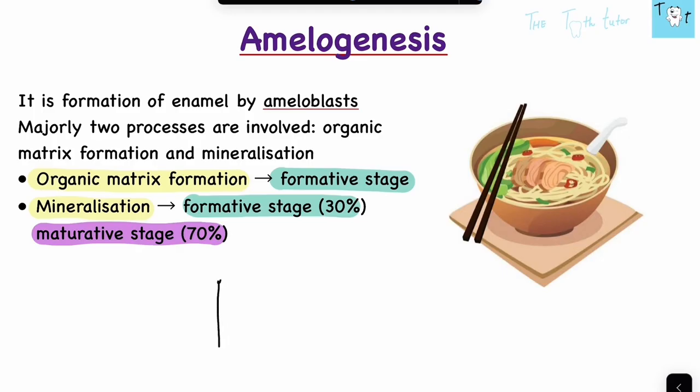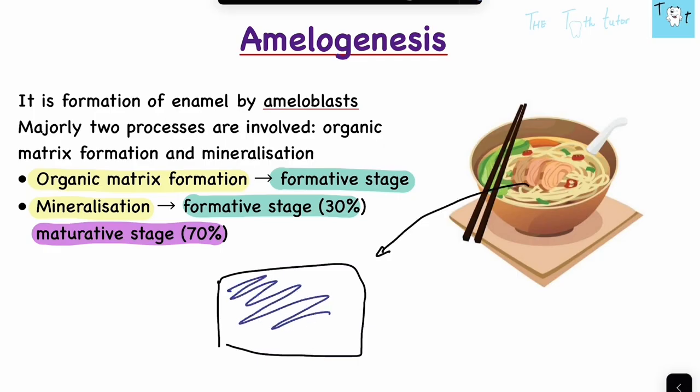Imagine I'm making this bowl of noodles, okay? So first I'll add in some water. Now I'll add that packet of masala we have. So this will form the enamel matrix. We have this matrix, this gravy. Now I have to add in some noodles, of course.